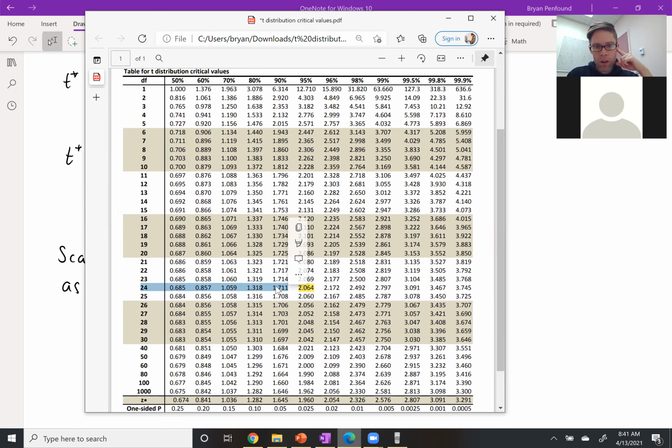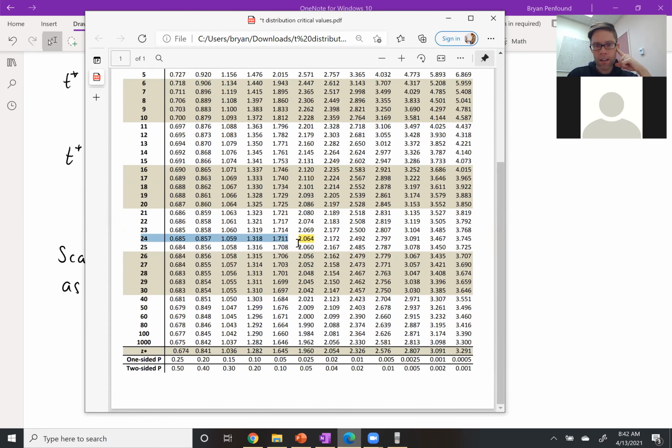It's going to be somewhere in between what I've highlighted here, 1.771 and 2.064. Typically, if we are in between two things, we're going to go back and take more probability rather than less probability. We never want to overstep our bounds. So 1.711 is as close as we can get without going over 1.993.